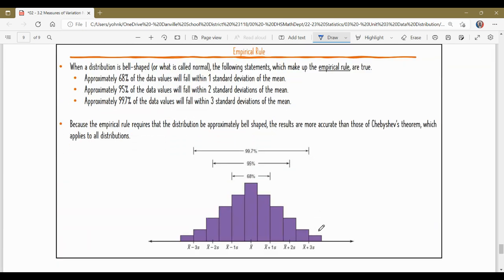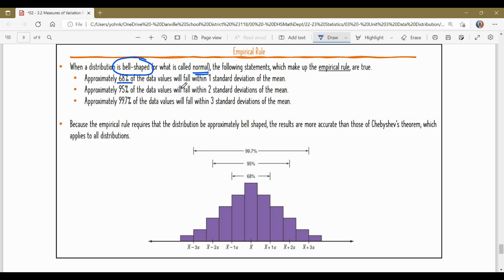Okay, so in addition to Chebyshev's theorem, we also have something called the empirical rule. Now, Chebyshev's theorem works on any kind of distribution. It can be right skewed, it can be left skewed, it can be symmetric. However, the empirical rule only works for symmetric or bell-shaped distributions. If it's not symmetric or bell-shaped, or what we call normal, then we cannot use the empirical rule. But the empirical rule says that when a distribution is bell-shaped, or what is called normal, the following statements that make up the empirical rule are true.